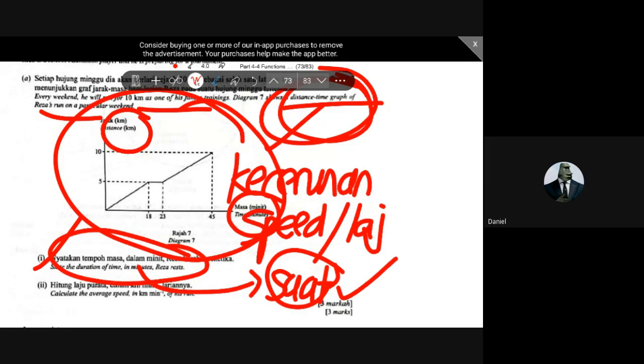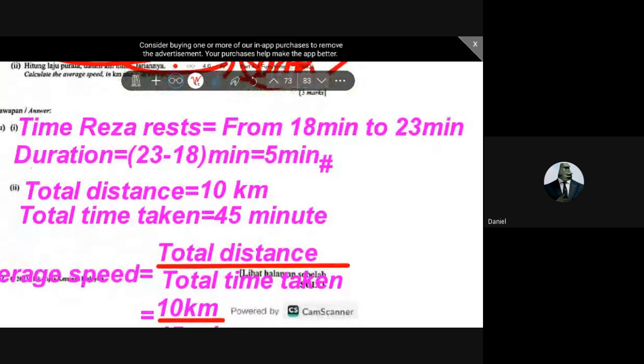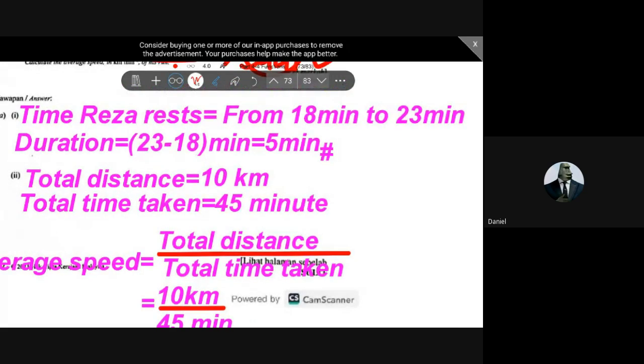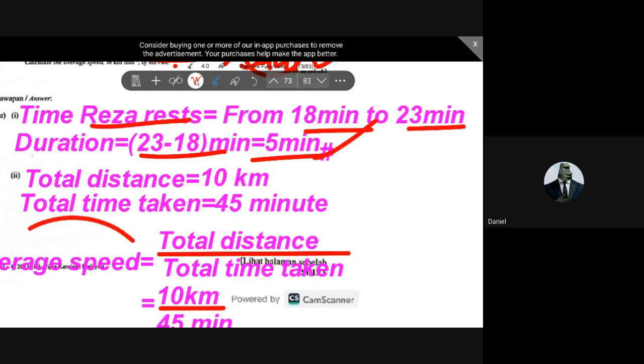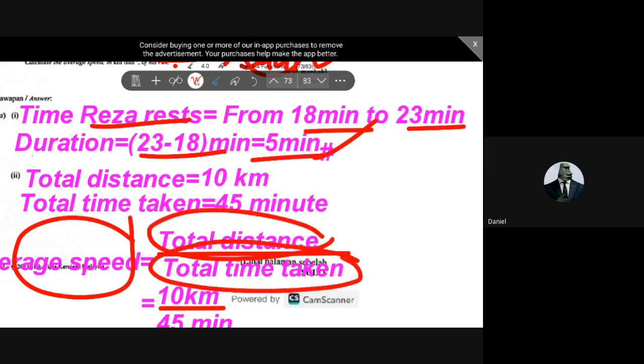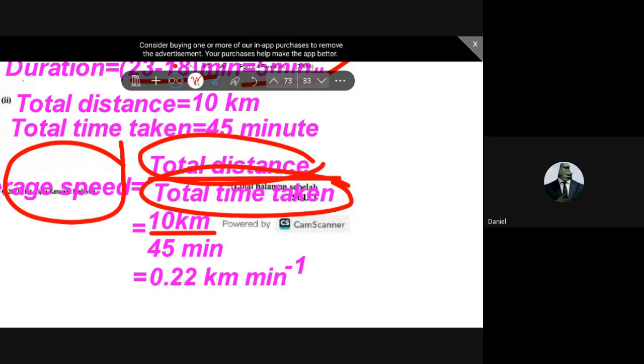Okay, so just now people ask how to do, how's the working like this. First question, time dia berehat dari 18 minit ke 23 minit. Jadi duration tempoh dia 5 minit. So itu jawapan kamu. And next one, nak cari laju purata, average speed. Formula dia total distance over total time, jumlah jarak bahagi dengan jumlah masa. So 10 over 45, kamu akan dapat jawapan 0.22 km per minute. So this is how you show the working. Very short only, sangat pendek.